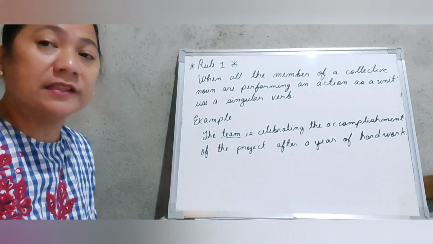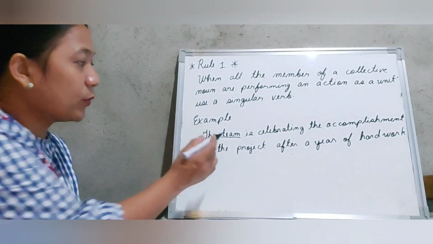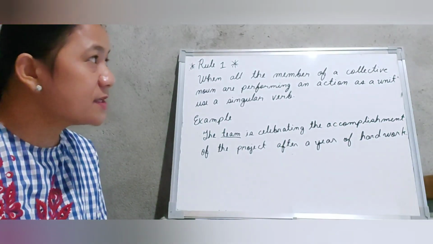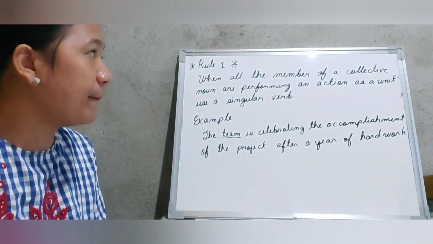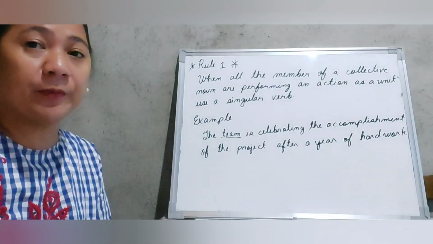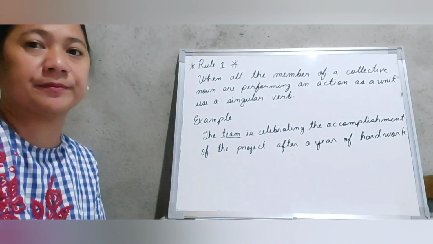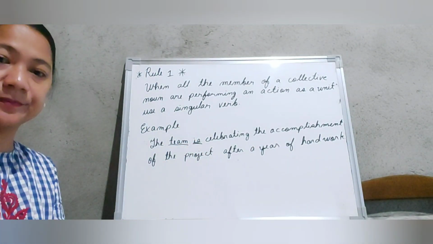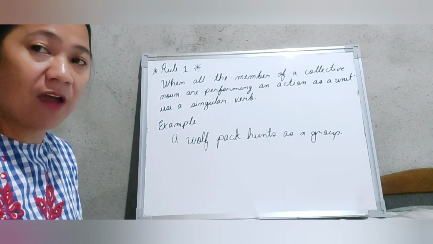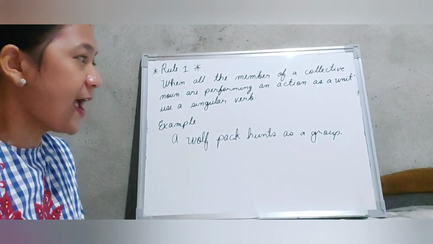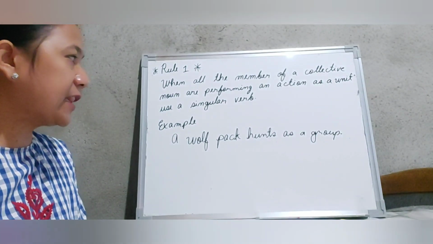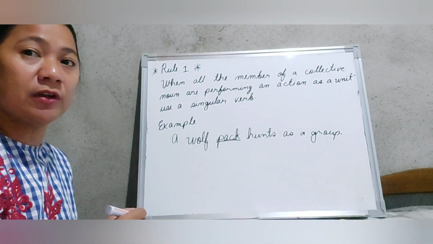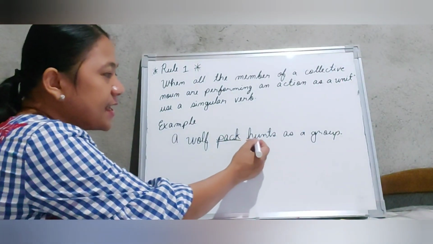The collective noun that we use in this sentence is the word team. Team is in the singular form because it shows in the sentence that all the members of a collective noun are performing as a unit. And the singular verb used in this sentence is the word is. Another example that we have is, a wolf pack hunts as a group. So the collective noun that we have in this sentence is the word pack. And the singular verb used in this sentence is hunts.